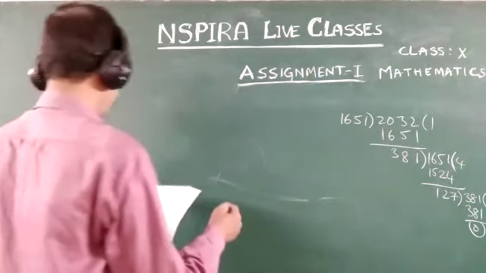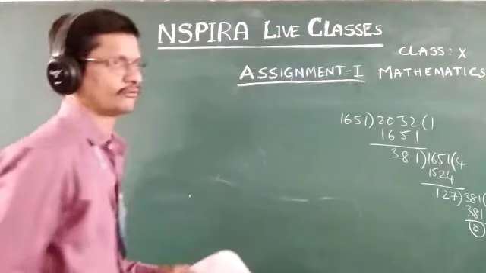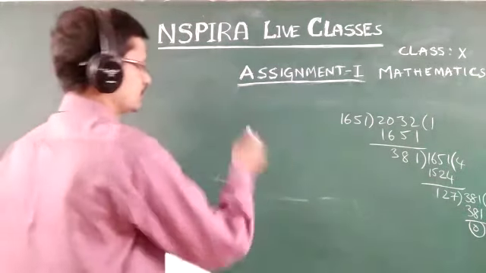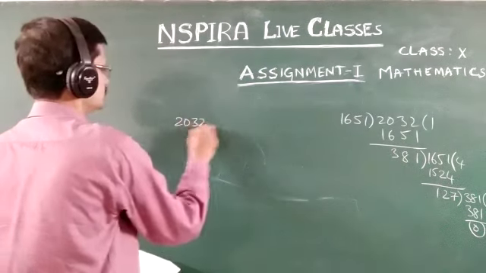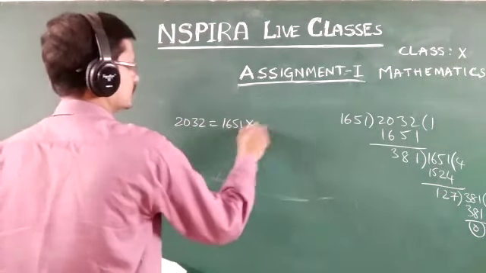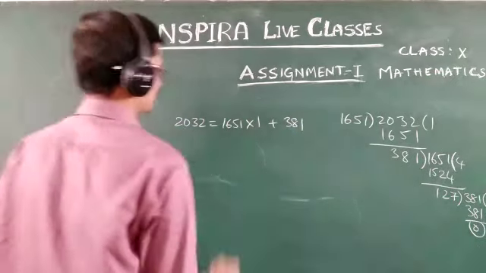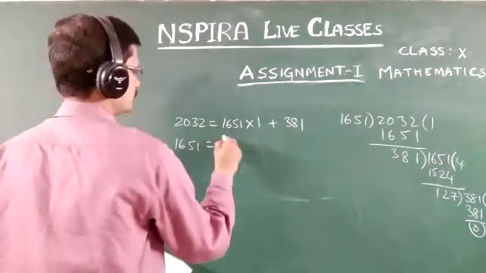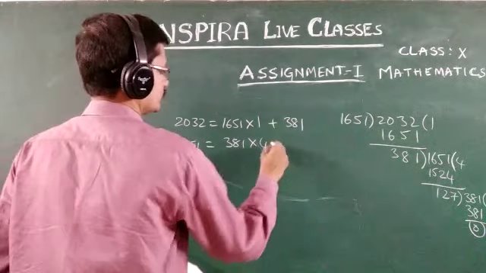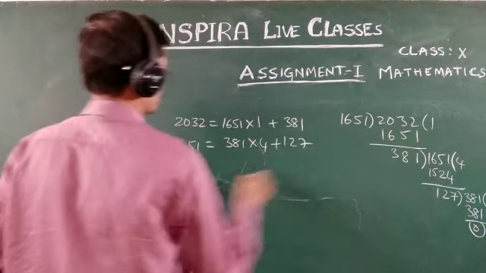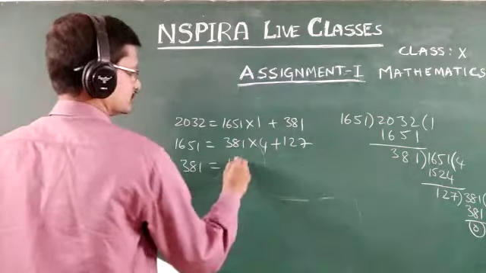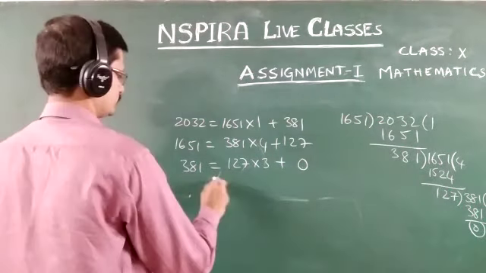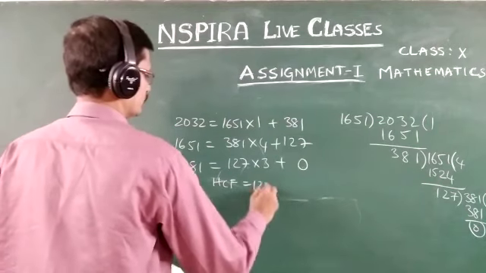Now see, dividend is equal to divisor into quotient plus remainder. Now the procedure using Euclid division lemma. Dividend is equal to divisor into quotient plus remainder. Again, new dividend, so dividend is equal to divisor into quotient plus remainder. Now the remainder is 0, so HCF is equal to 127.